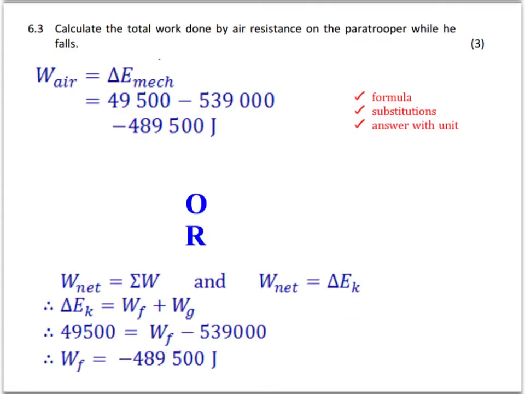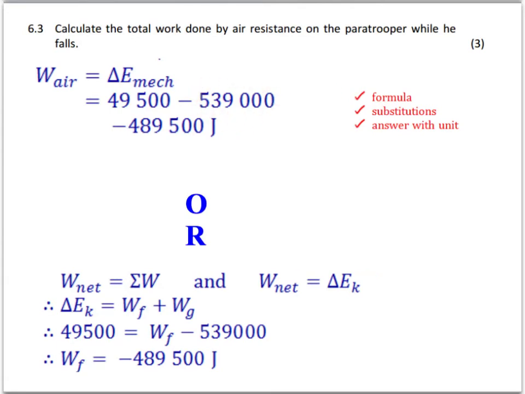In 6.3, we are asked to calculate exactly this. We are asked to calculate the total work done by air resistance on the paratrooper while he falls. Now, the easiest thing is the work due to air resistance is the change in mechanical energy. Your final value for mechanical energy was 49,500 joules. That was in the form of kinetic energy. Your initial amount of mechanical energy was 539,000 joules. This was the gravitational potential energy when the paratrooper first jumped.